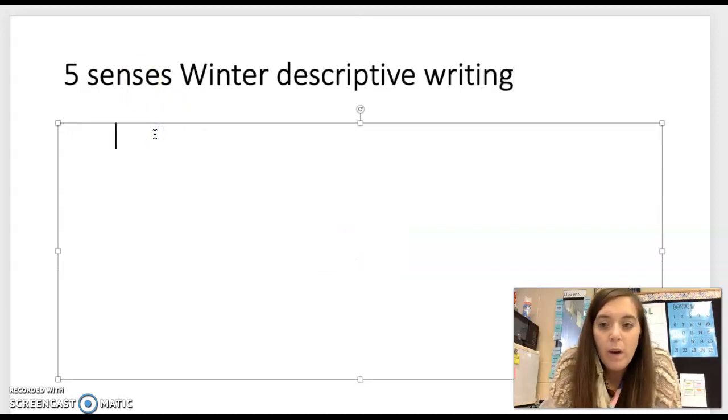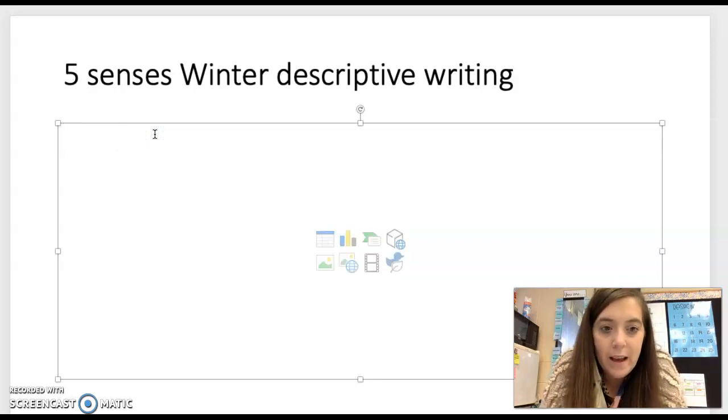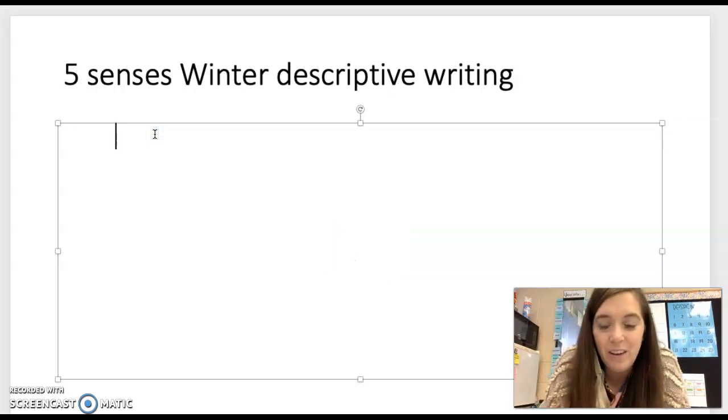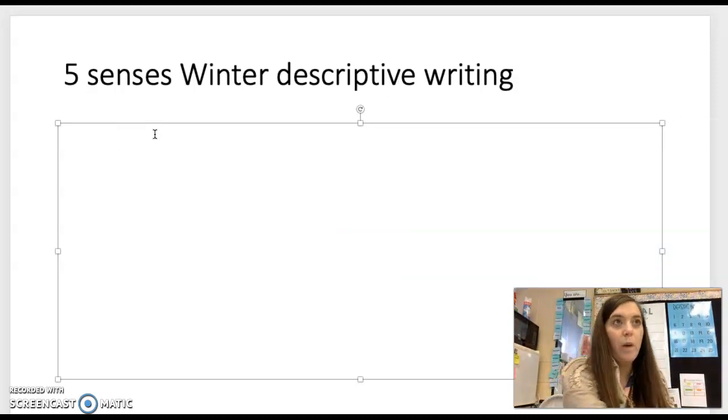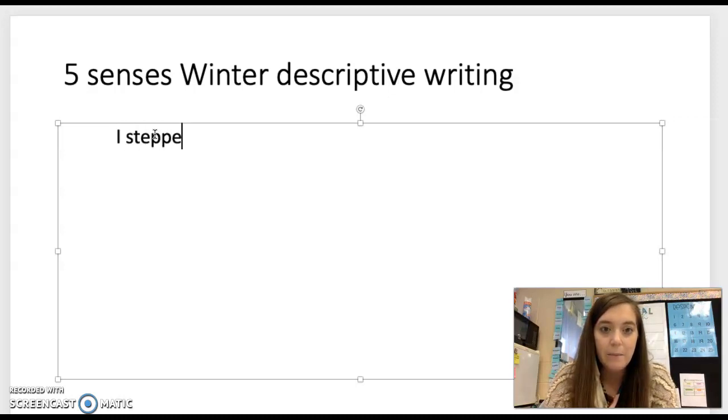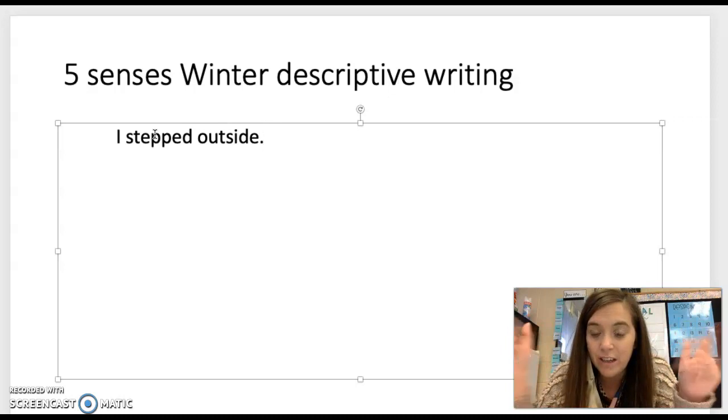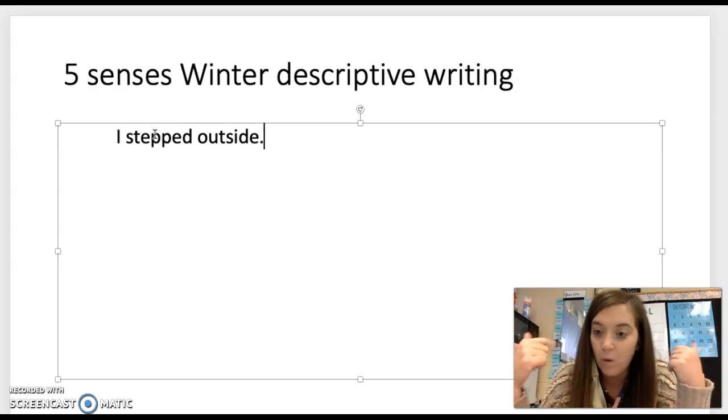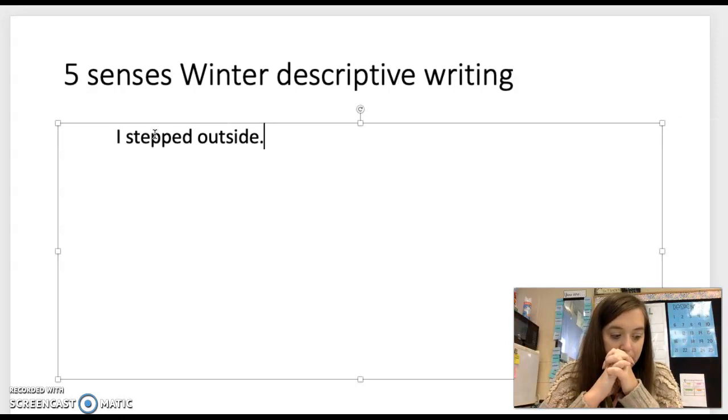And we're going to want to start our writing. Remember that you always indent when you start a paragraph. There's some space there. So I'm going to indent. And then I'm going to just start with a descriptive sentence. So I'm going to write, I stepped outside. Okay. So that is giving me an introduction to my winter event. It's a walk outside.